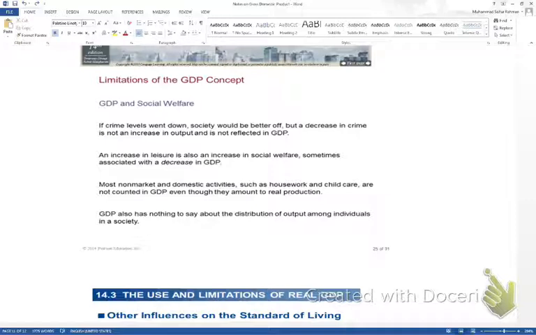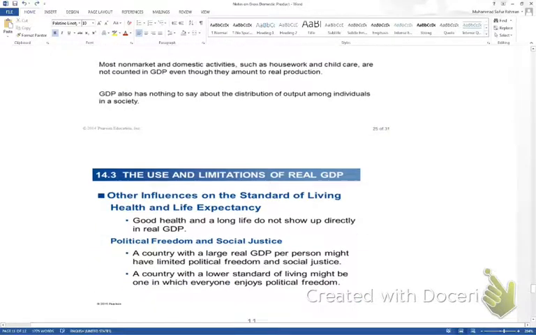Also, when you are not including domestic and non-market activities like housework and childcare, they are real production, but they are not part of the GDP calculation. And most importantly, these kinds of non-market activities play a very important role in enhancing our welfare. So by ignoring them, our GDP also ignores important aspects of our welfare.